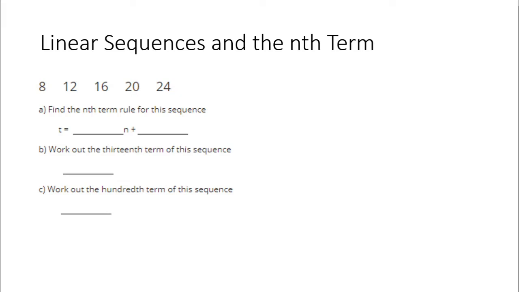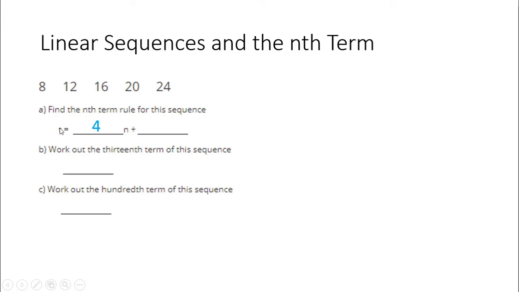So my nth term rule is going to be t equals the four times table, so 4n, but this is not the four times table. Although these numbers are all in the four times table, it doesn't start with the first number in the four times table. It starts with an 8 instead of a 4. That's 4 higher than the four times table.